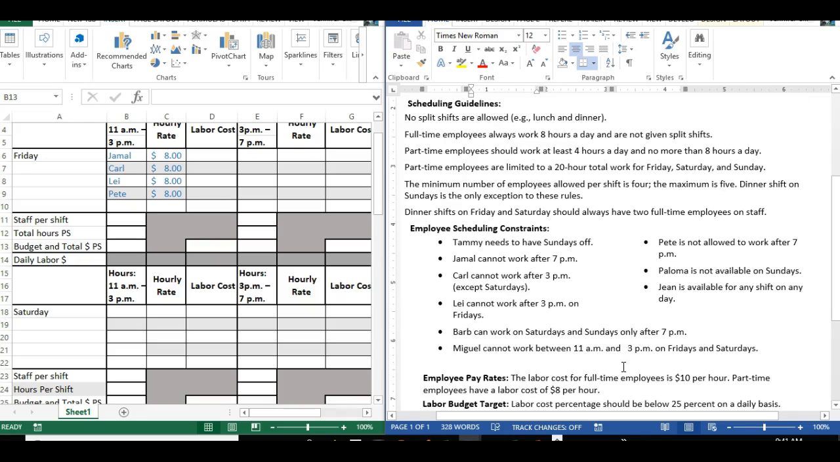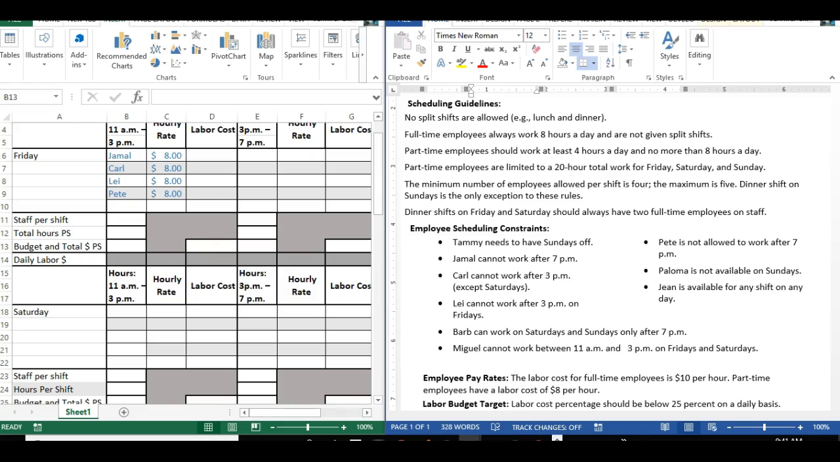Now, some employee scheduling constraints. Tammy needs to have Sunday off. Jamil cannot work past 7 p.m. Carl cannot work after 3 p.m., except on Saturdays. Lee cannot work after 3 p.m. on Fridays. Barb can work on Saturdays and Sundays only after 7.